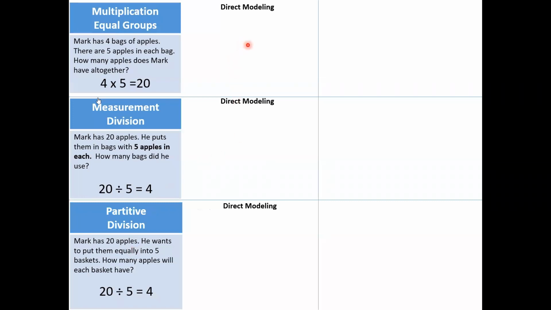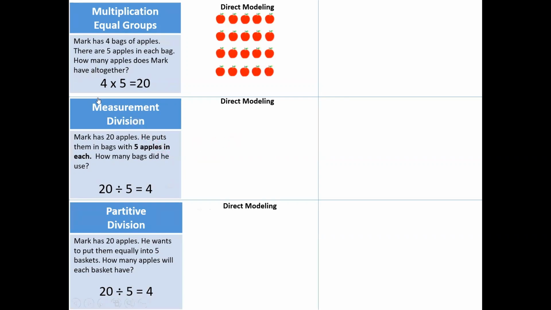So let's take a look at the direct modeling, right? So say a child doesn't know it's 4 times 5, right? Well, we'd say, okay, direct modeling, well, there's 4 bags with 5 apples in each bag. So I say, okay, there's 1 group of 5, 2 groups of 5, 3 groups of 5, 4 groups of 5. If you direct model exactly what the problem tells you, that's what you get. And you get 5 plus 5 plus 5 plus 5, or 5, 10, 15, 20, okay?